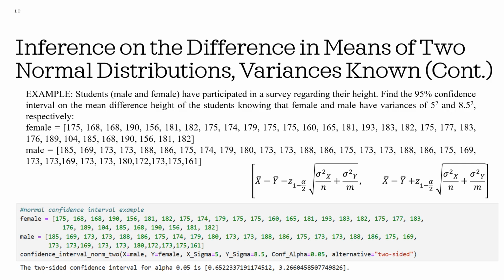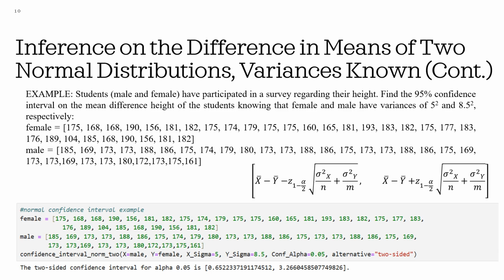Let's go over an example together. Students, male and female, have participated in a survey regarding their height. Find the 95% confidence interval on the mean difference height of the female and male students, knowing that female and male have variances of 52 and 8.52, respectively.